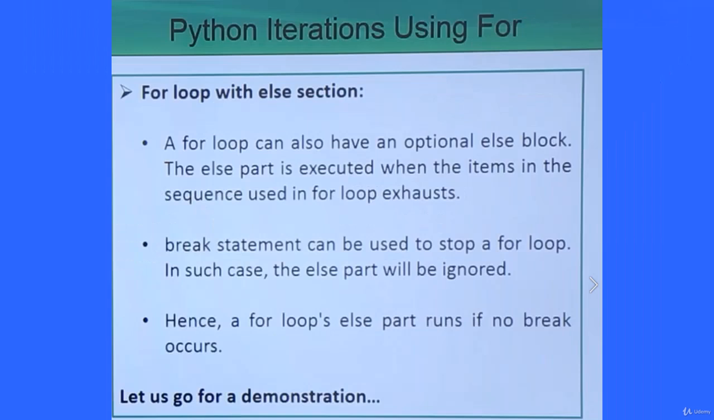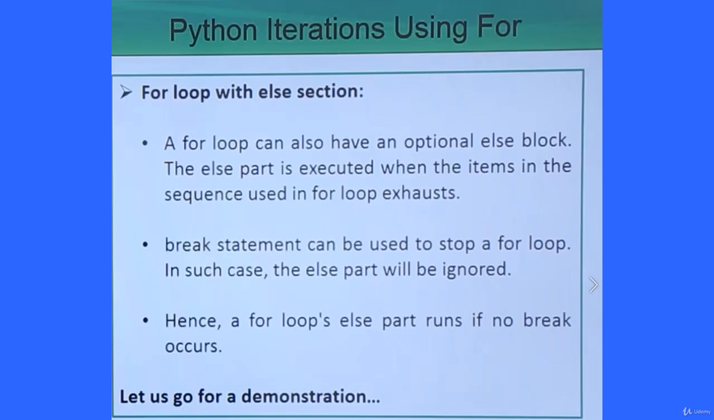For loop with the else section. A for loop can also have an optional else block. The else part is executed when the items in the sequence used in the for loop are exhausted. So when the sequence gets exhausted, the else part gets control. A break statement can be used to stop a for loop. In such a case, the else part will be ignored. Hence a for loop's else part runs if no break occurs. If there is a break, the else part will not be executed. Otherwise, the else part will be executed, when the sequence gets exhausted.